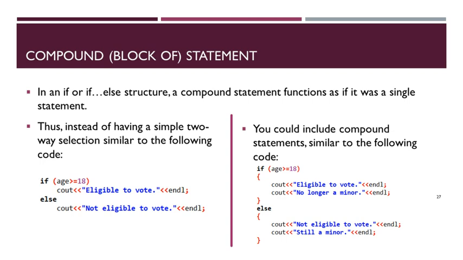As you can see, instead of displaying only eligible to vote, we also display no longer a minor. So there are two outputs of this statement. If the expression is true, it will display two statements, and you must remember to put the curly braces. Else, if the condition is false, you will display not eligible to vote, and then still a minor.